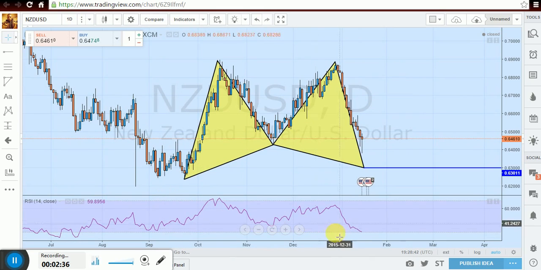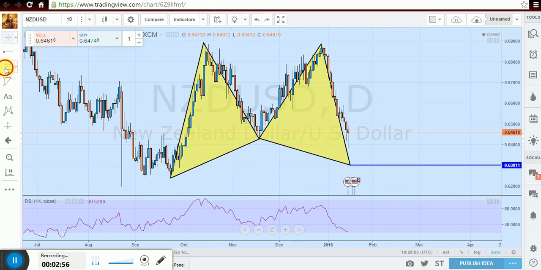We can see that the RSI is already showing signs of weakness, but it's not yet oversold. So I would expect this market to keep pressing back down into this level, and hopefully we're going to get an oversold condition or bullish divergence on the RSI, and that will give us an extra bit of confirmation to go long on this Gartley pattern.